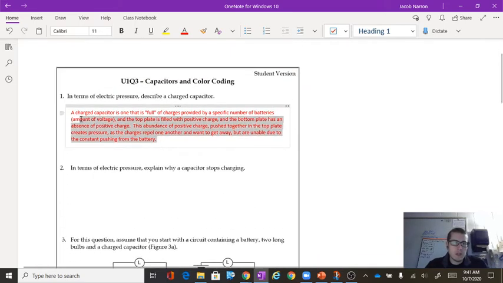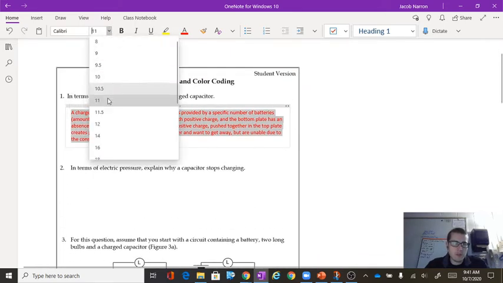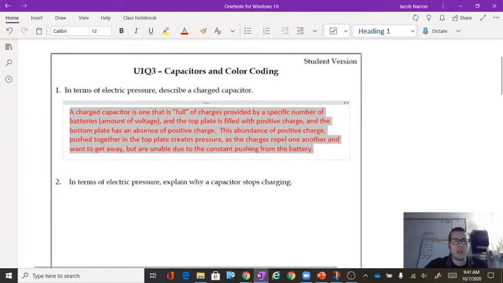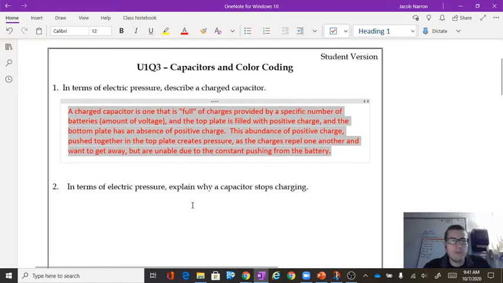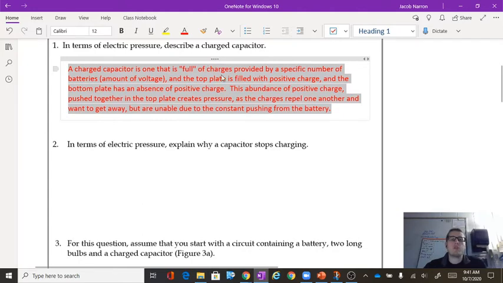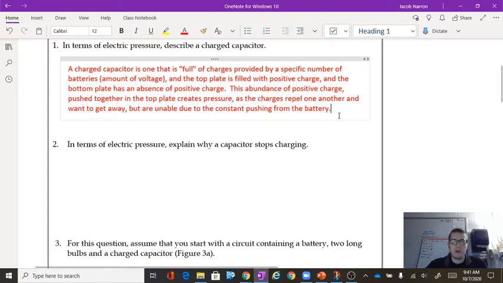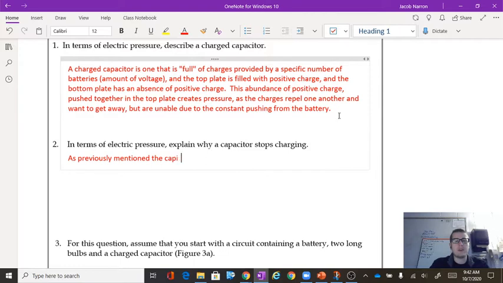Okay. Next one, I'm going to make this font just slightly bigger. It's kind of small. We'll just keep going. Next one, it says, in terms of electric pressure, explain why a capacitor stops charging. Okay, so as previously mentioned, the capacitor becomes full of positive charges on the top plate.